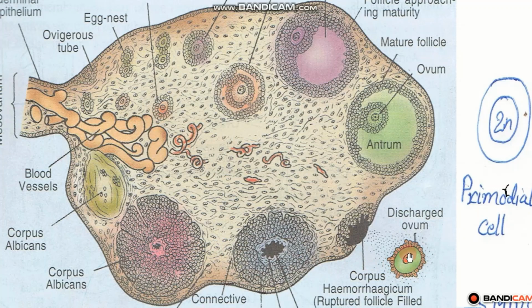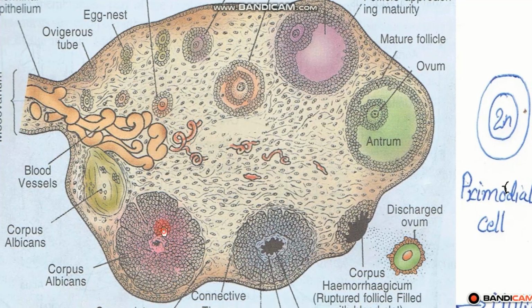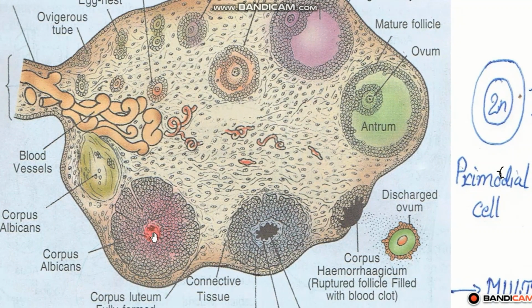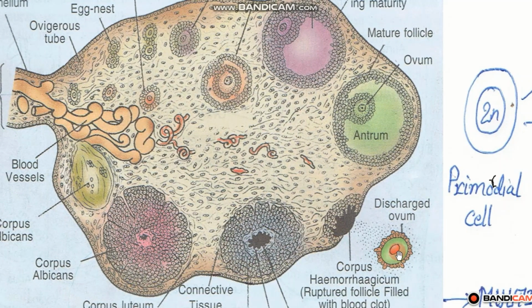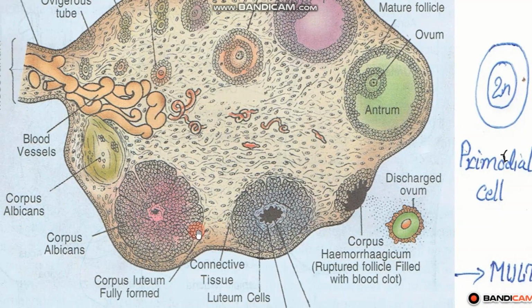If this ovum is fertilized by the sperm, then the corpus luteum, which releases the hormone progesterone, will stay until the ninth month. I'm talking about humans. So this fertilized ovum will be converted into a baby, which will be formed over the nine months, and the corpus luteum will stay here till the ninth month.